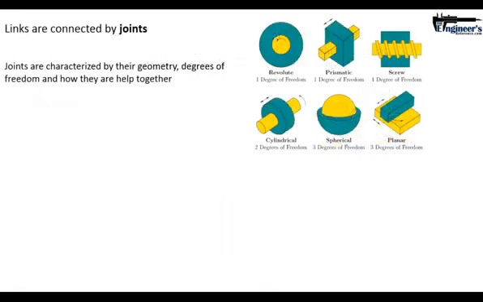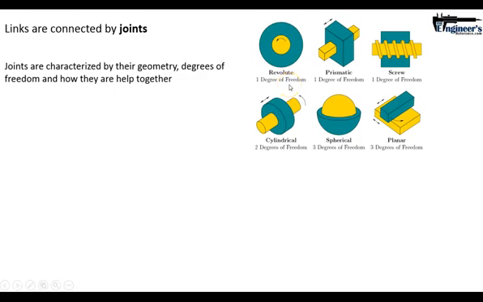And those things were called joints. So links are connected by joints, and that also reduces the degrees of freedom. The joints help dictate what that degree of freedom is going to be. Joints are characterized by their geometry and their degrees of freedom. So each one of those rigid bodies connected together by joints has its degrees of freedom dictated by the nature of the joints and how they are held together.